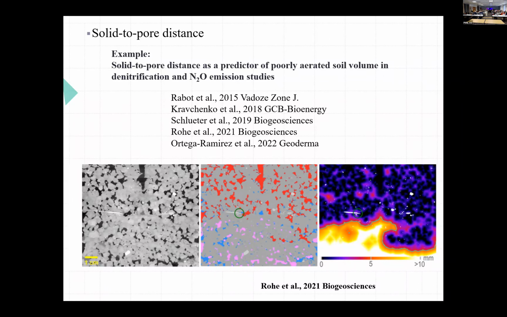So then the rightmost image, the multiple colors represent the distances to those pores connected to the atmosphere, or what you could use as a measure of how anaerobic each particular area of that soil was, which these researchers then found was a very nice predictor of how much nitrous oxide was emitted and what the denitrification was.